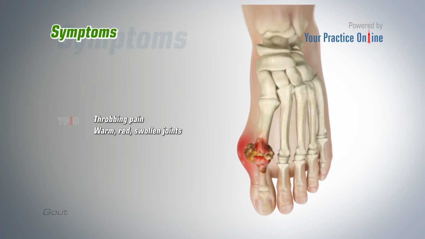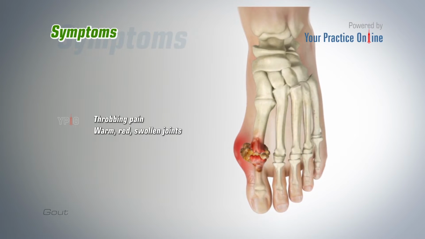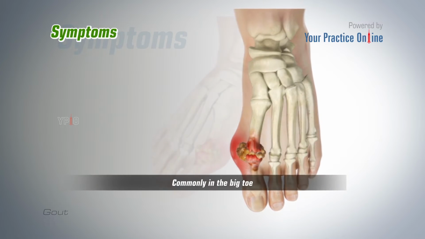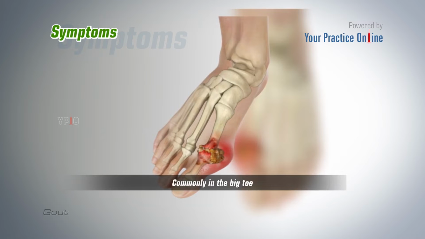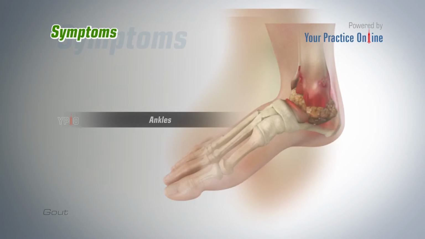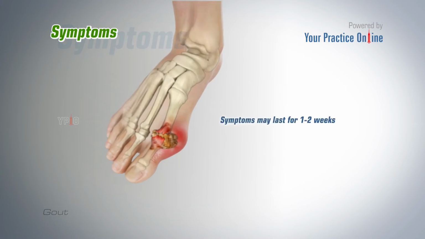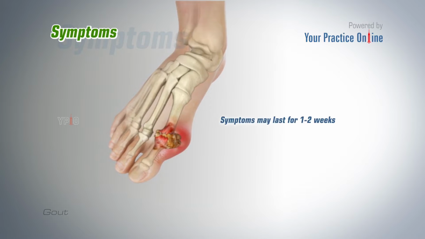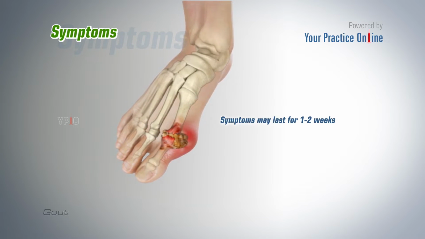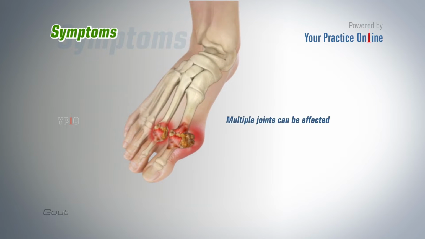Symptoms. Symptoms initially seen with gout include throbbing pain, warm, red, swollen joints, commonly in the big toe, but can also involve other joints such as the knees, ankles, and small joints of the hands. Initially, such symptoms may affect one or two joints lasting for 1 to 2 weeks. But as the disease progresses, multiple joints can be affected for a longer duration.